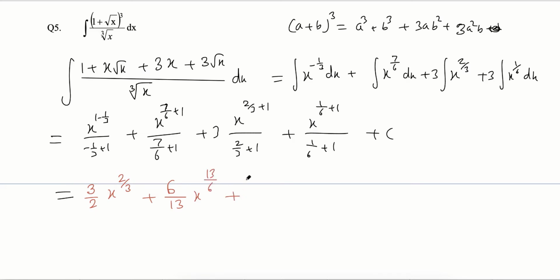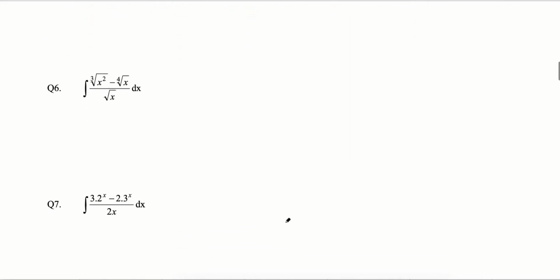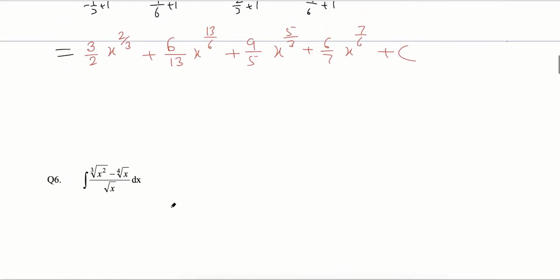Plus this will become 9 by 5, 9 by 5, x power 5 by 3. And this will become 7 by 6. That means 6 by 7, x power 7 by 6 plus c. This is your final answer. I am showing where a calculation mistake can happen by chance, so you can avoid it. Right? Next question.